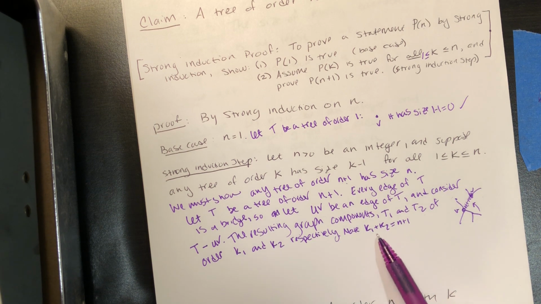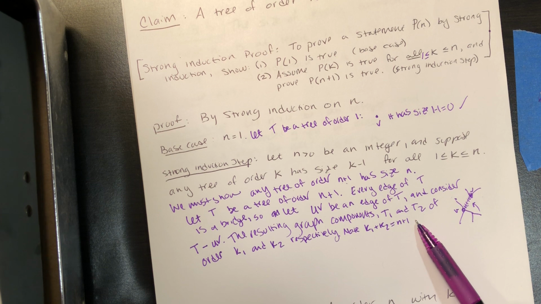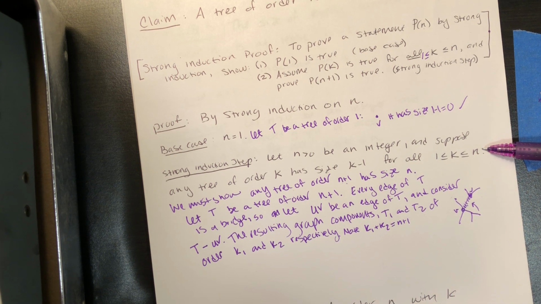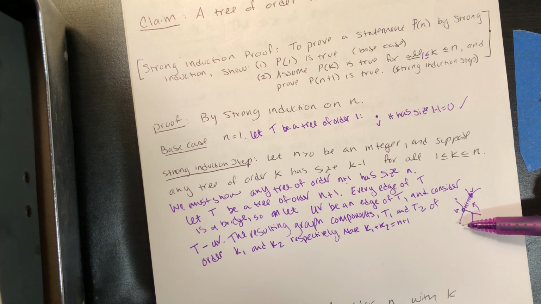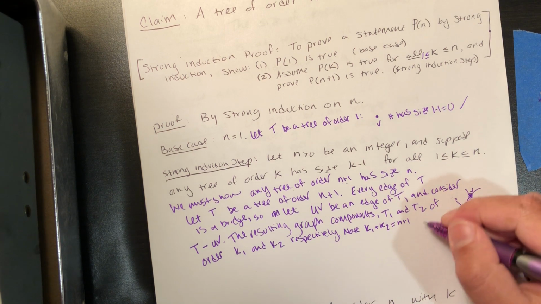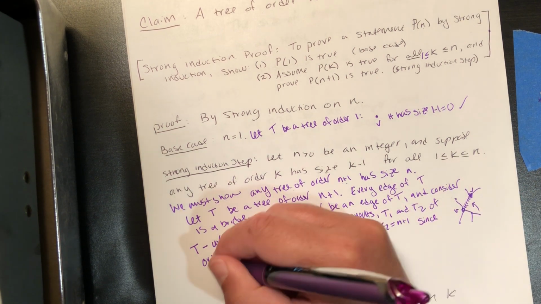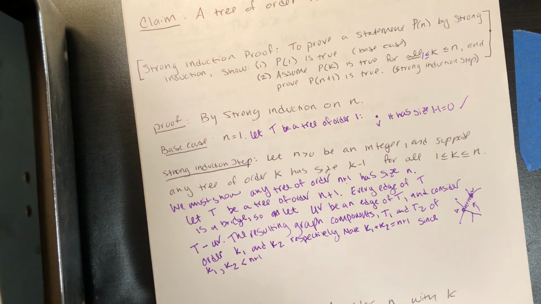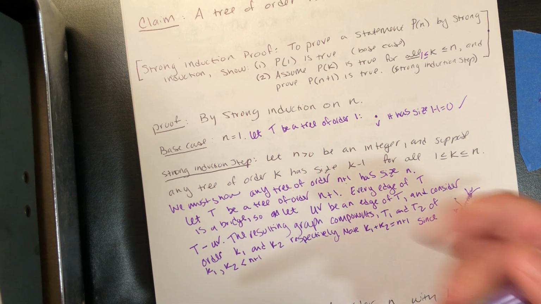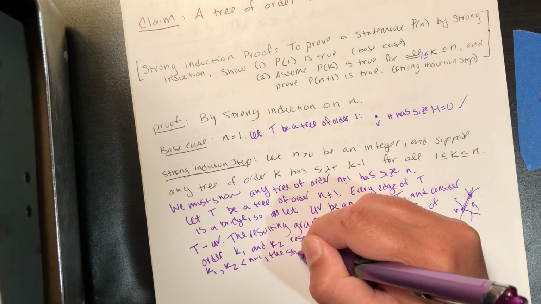Okay, now what we can do is apply the strong induction hypothesis. This is why we need it to be strong induction, because I don't necessarily know that this has exactly n vertices. I just know that it has some number of vertices that's less than n plus 1. All right, so since K1 and K2 are each less than n plus 1, in particular, that means they're less than or equal to n, which means the strong induction hypothesis applies.